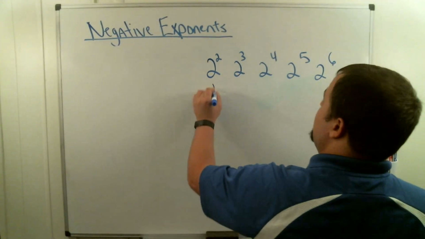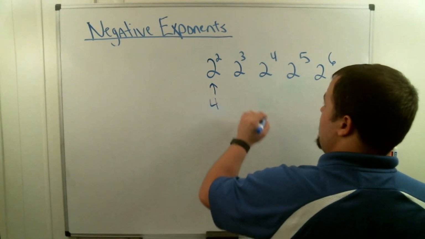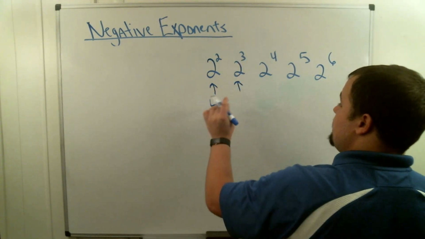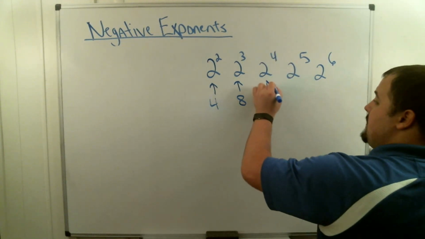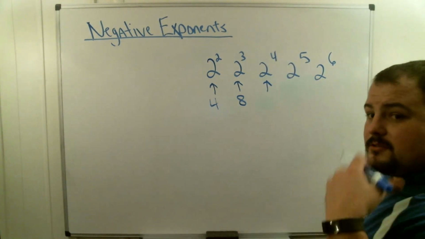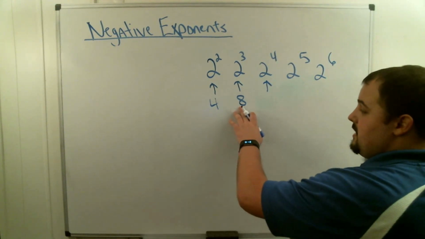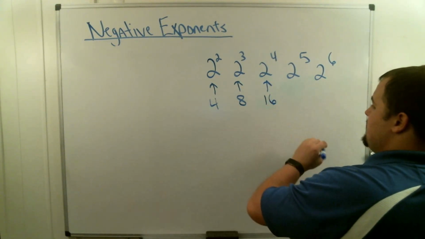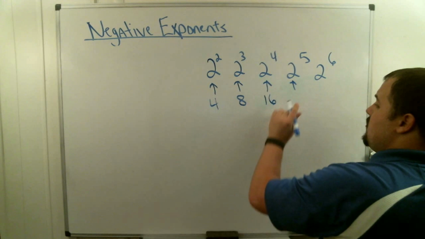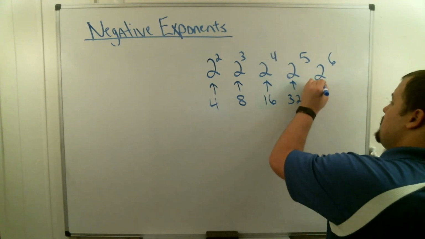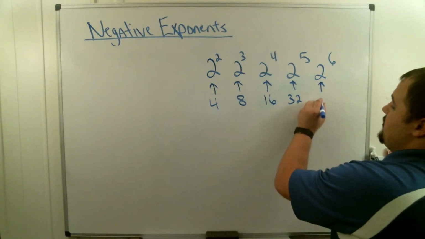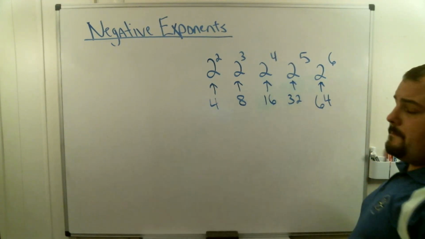2 to the 2nd power means 2 times 2, which is 4. 2 to the 3rd power means 4 times 2, which is 8. 2 to the 4th power means that we're going to have 2 times 2 times 2 times 2, which really means we're going to take 8 and multiply it by 2 and get 16. 2 to the 5th power will be 2 times more than 16, which is 32. And 2 to the 6th power will be 2 times more than 32, which is 64.